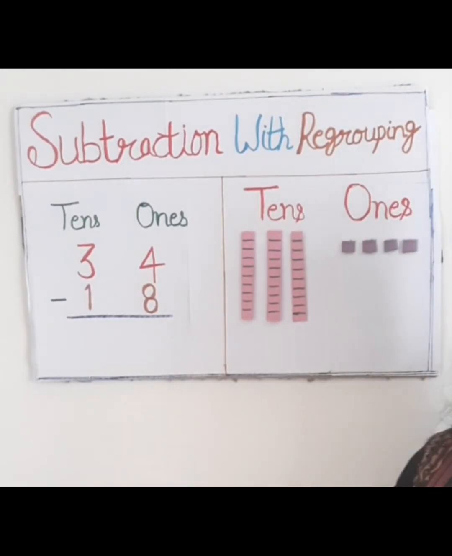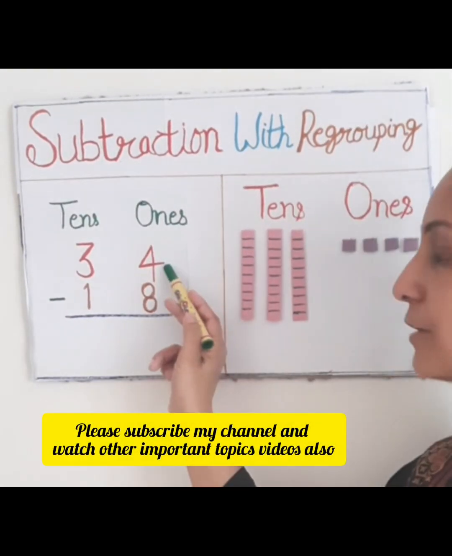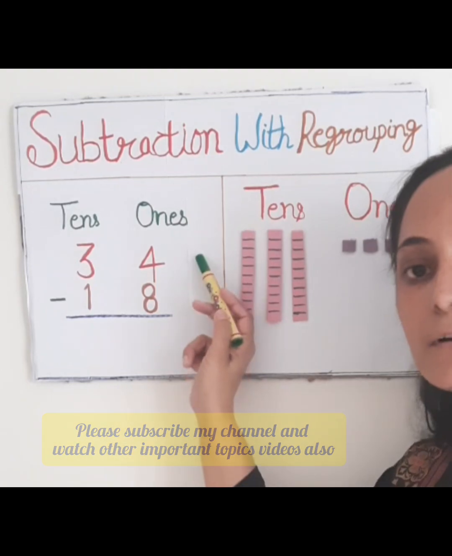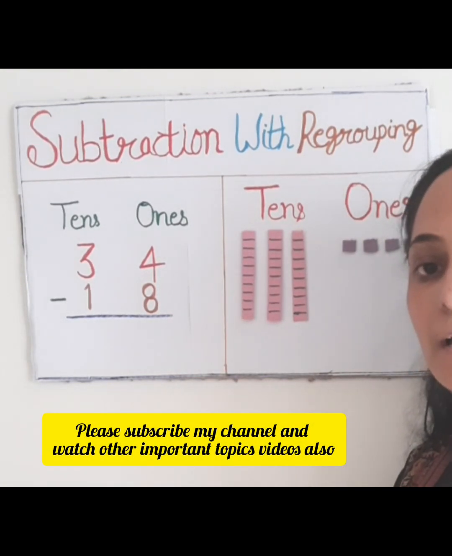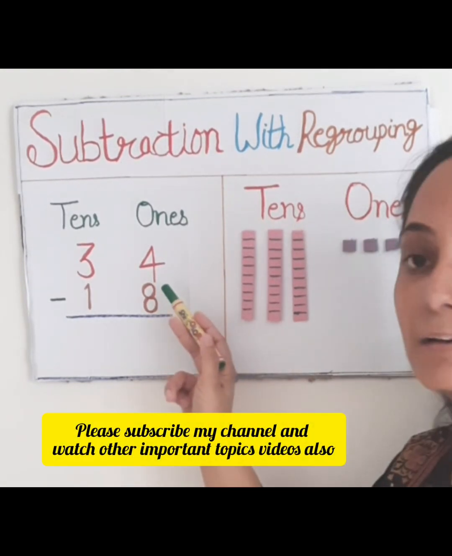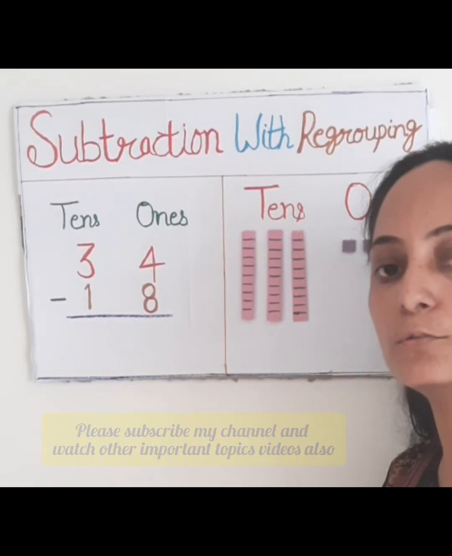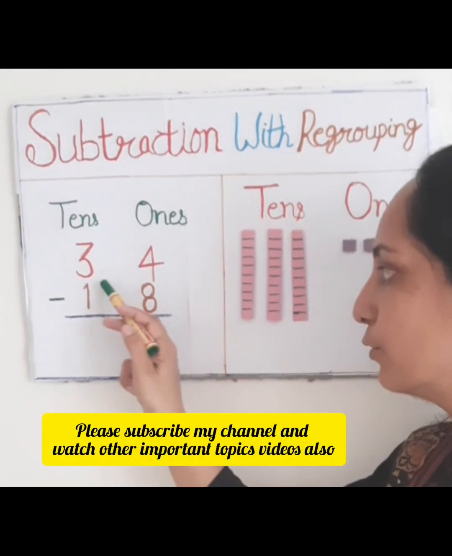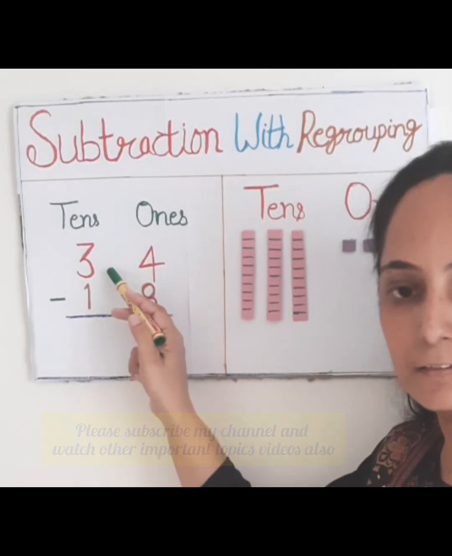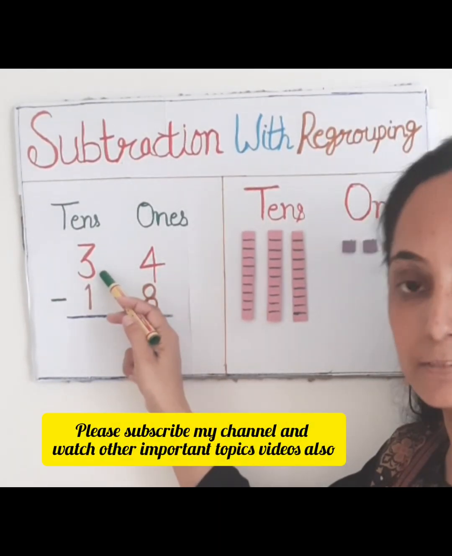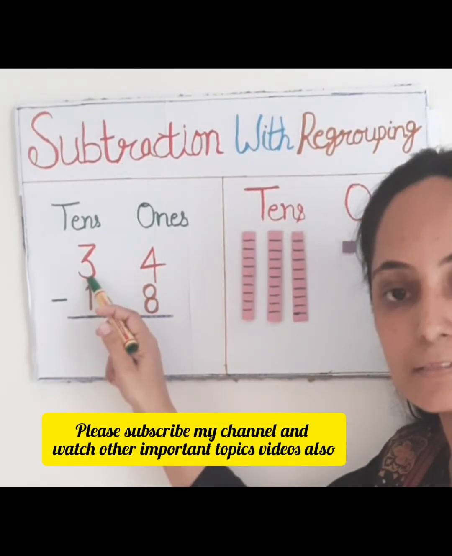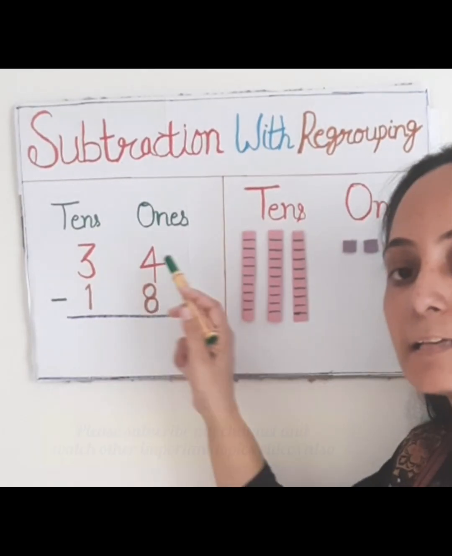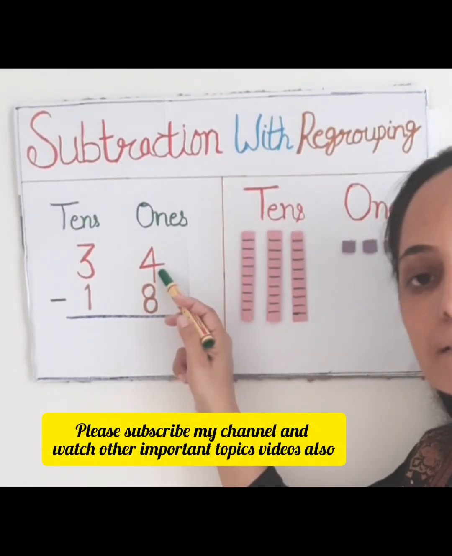Okay. Now tell me, can you subtract 8 ones from 4 ones? No, no. So for that you need to regroup. You need to borrow. Okay. So from where will you borrow? You will borrow from that bigger value, like we have 3 tens here. Okay. So 3 tens can give a borrow to this 4 ones.